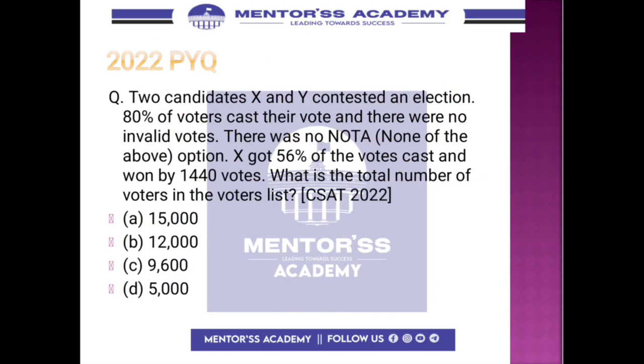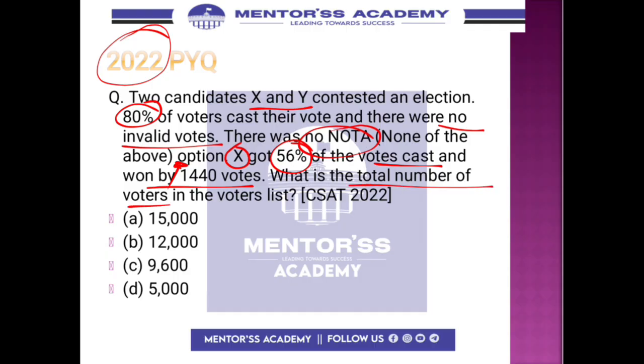It's a 2022 PYQ again. Two candidates X and Y contested in an election. 80% of voters cast their vote and there were no invalid votes. There was no NOTA, none of the above option. So X got 56% of the votes cast and won by 1440 votes. What is the total number of voters in the voters list? I hope you have understood the question. So, understand the right vocabulary here.